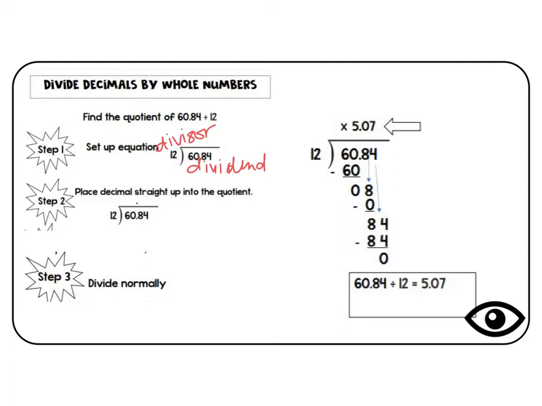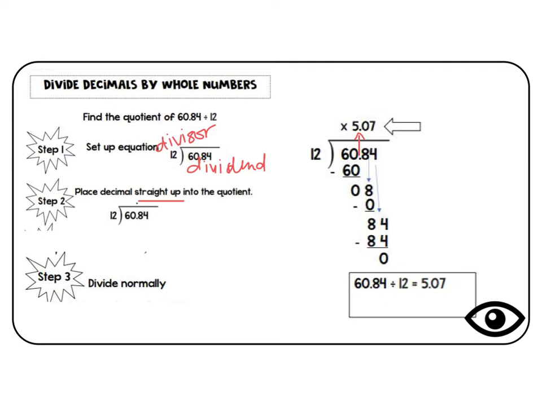Now here's the important difference. Step number 2 says that we're going to place our decimals straight up to the quotient. So my decimal, wherever it is in the dividend, is going to go straight up like it's on an elevator, and then we're going to divide just like normal. So 12 times 5 is 60. So we subtract 60 and we get a 0. And we bring down that 8. 12 doesn't go into 8, so it goes in 0 times, which is 0. We subtract, we're left over with 8. Then we bring down the 4. 12 goes into 84 7 times, which is 84 exactly. And that leaves us with no remainder. So our answer is 5.07.